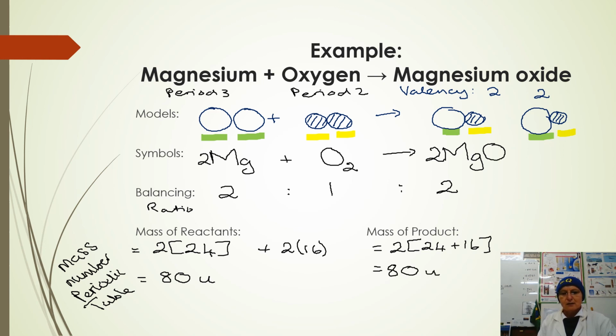By balancing the equation and then calculating the mass of the reactants to the mass of the products, you will find that the two masses are equal. The total mass of the reactants in this example is 80 units, and the total mass of the products in this example is 80 units as well. So matter is conserved. Hope you find this a useful video.